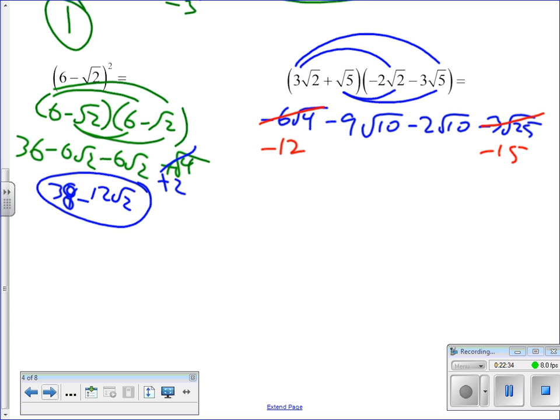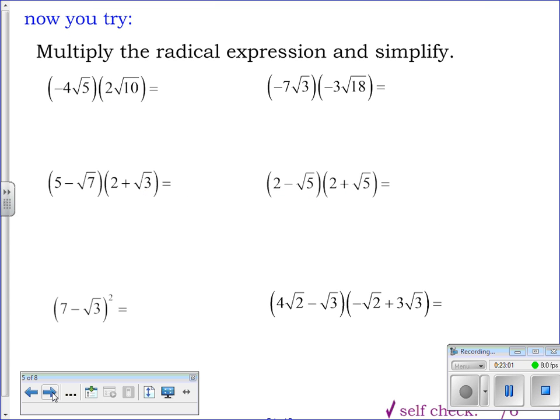My -12, -15, -27, -9 root 10 minus 2 root 10, -11 root 10. Like I said, you look at it and you're like, oh man, that's bad, it's ugly, it's nasty. Little bit at a time, one small step at a time, piece of cake. Okay. Your turn.